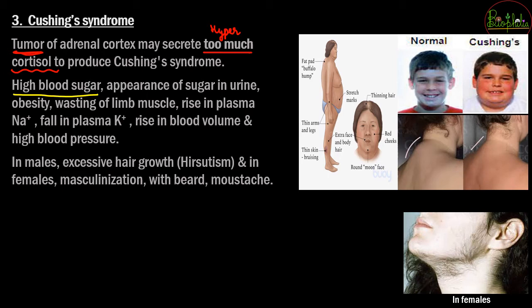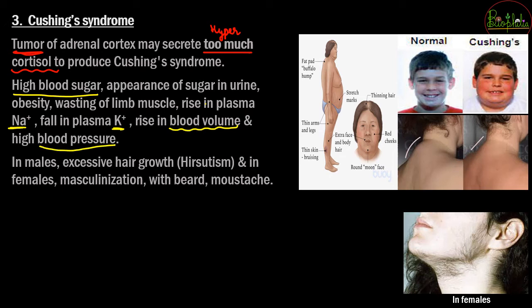There will be obesity because glucose इतना ज़्यादा है कि वो use नहीं कर पा रहा है, and because of that other sources of fat are not being used, so obesity हो सकता है. There can be wasting of limb muscles, there can be increase in plasma sodium concentration, there will be fall in K plus concentration, and because of that the sodium and potassium ions are not in balance, water can be retained, and because of that blood volume will increase, and once there is blood volume increase blood pressure also increases.